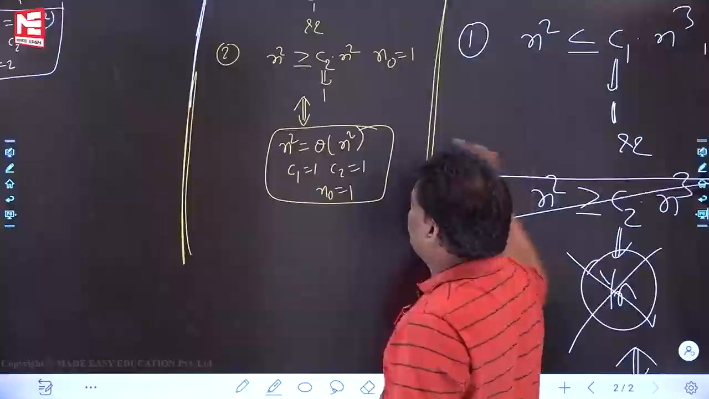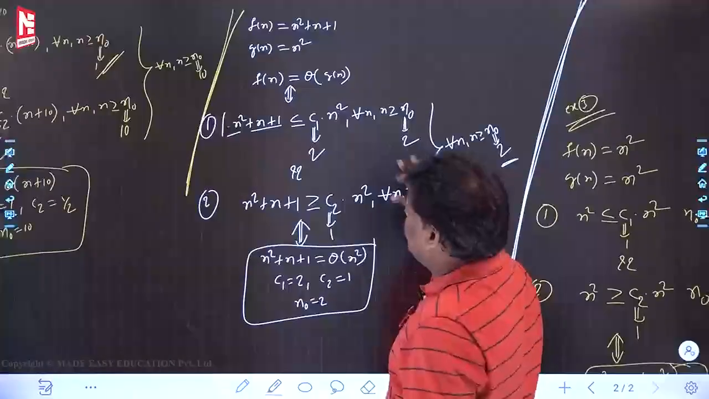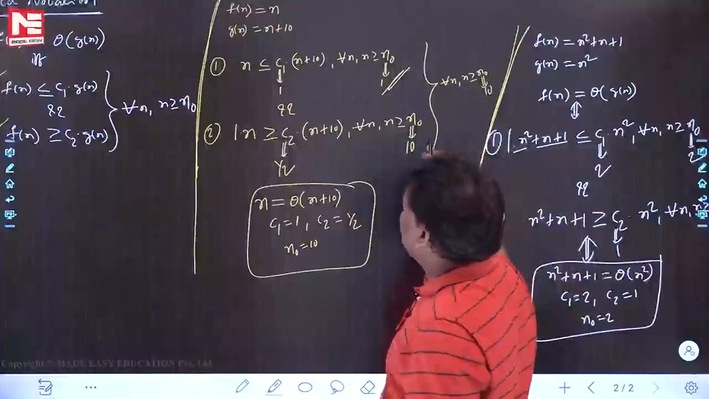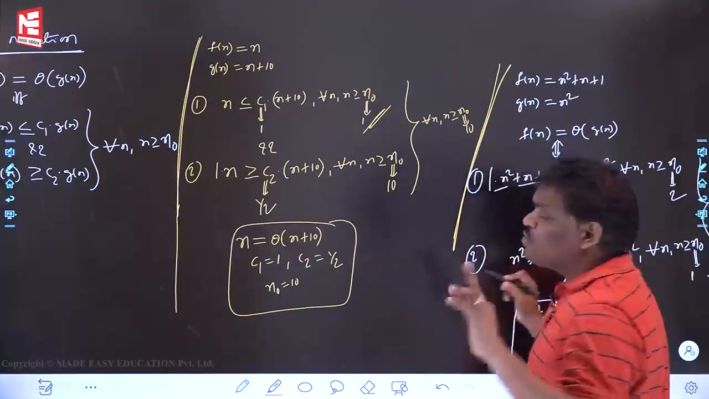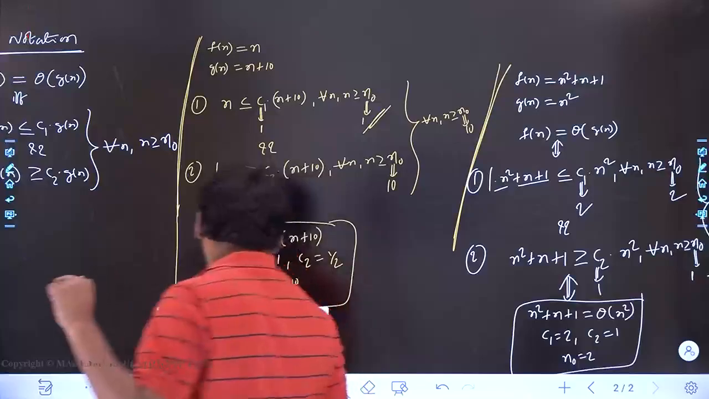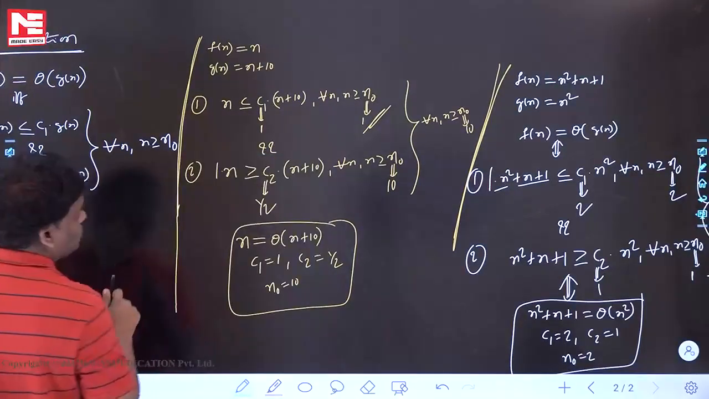But in the previous one, big O and omega both were possible. See this. Here, big O and omega both possible. If both are possible, theta. Now some students are asking me, when both possible? See, both possible.